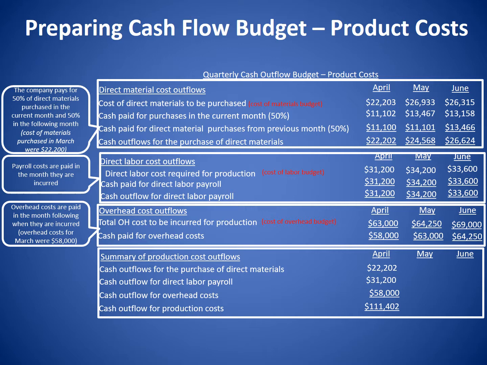So the total cash outflow for our production costs for the month of April is $111,402. We'll do the same thing for May. Again, right from the schedules, the total's $120,768. And then in June, exactly the same thing. We'll repeat from the upper schedules, and the total outflow for production costs is $122,474. So now we have a cash flow budget for production costs.